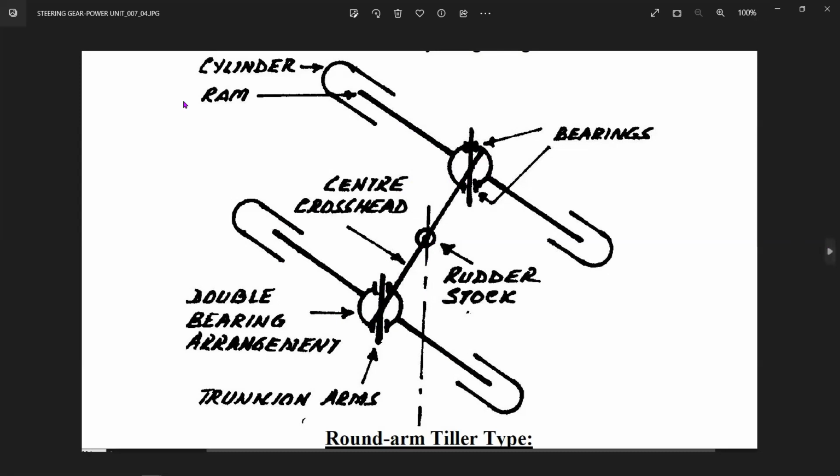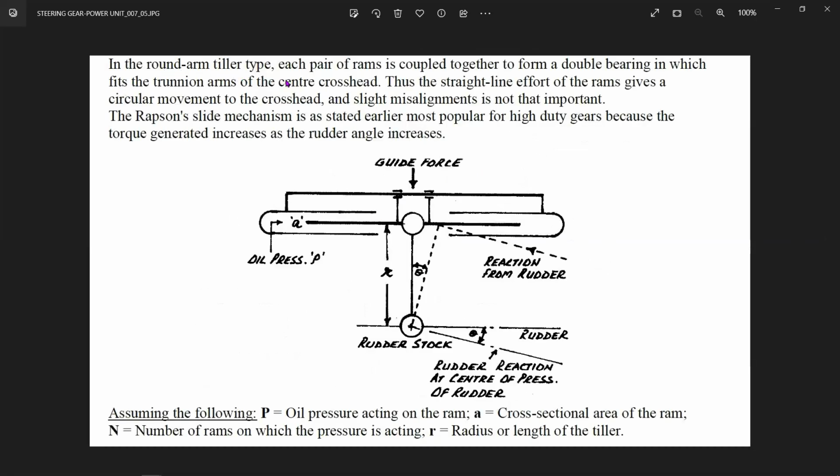Now in the round tiller arm type, each pair of rams is coupled together to form a bearing in which the trunnion arms of the crosshead sit, so the straight line effort of the rams gives the circular movement of the crosshead. Slight misalignments are not that important. That means you can take a certain amount of misalignment in this design. You do not have to worry about misalignment that much in this design, where you have the round, solid tiller and the forked rams.